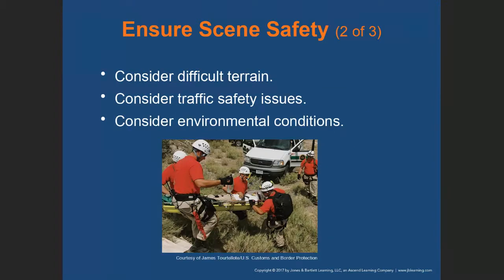Things that you need to consider when ensuring scene safety. Consider difficult terrain. Will you need specialized rescue equipment or a specialized rescue team? Consider the flow of traffic. If it's a motor vehicle accident, do you need to create a visible barrier for traffic to realize that they can't come close to that area?